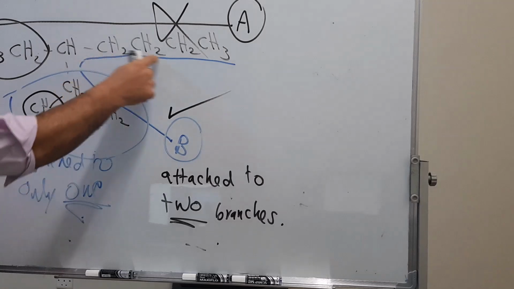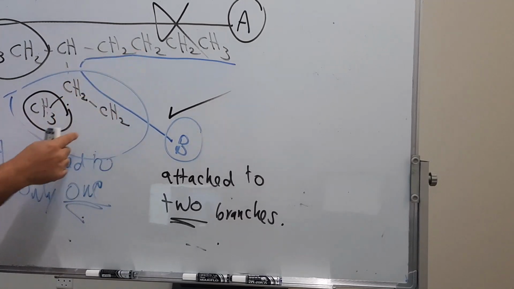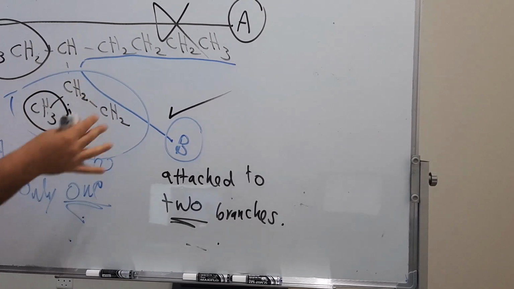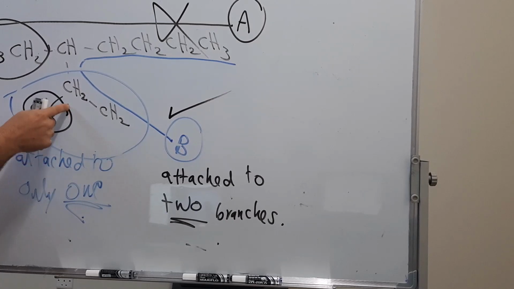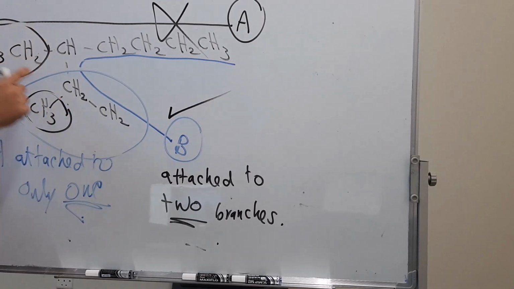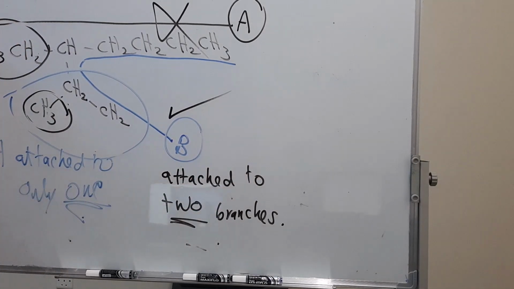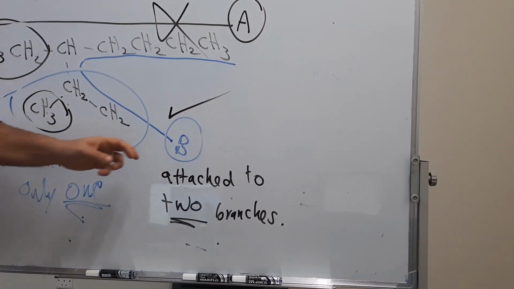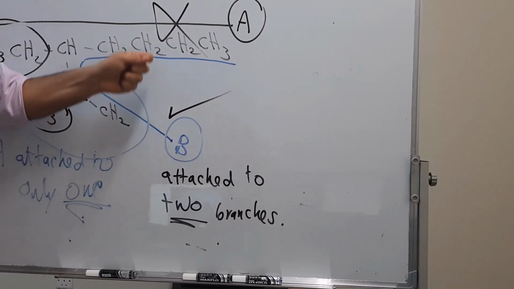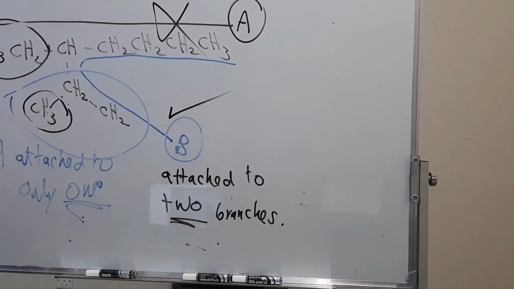While B here, you can see, which are the branches which are not part of the chain? We have this and that. So that means B is attached to 2 branches, while A is attached to only 1 branch. Therefore, B is the correct one, A is not correct. Clear? Yes, Victor, clear. Sure.